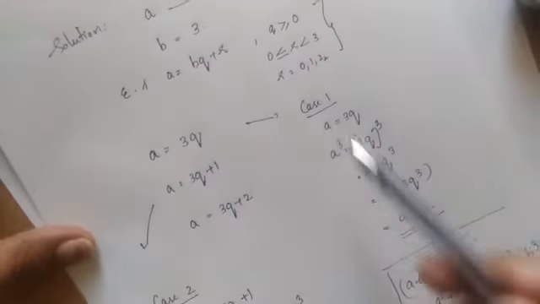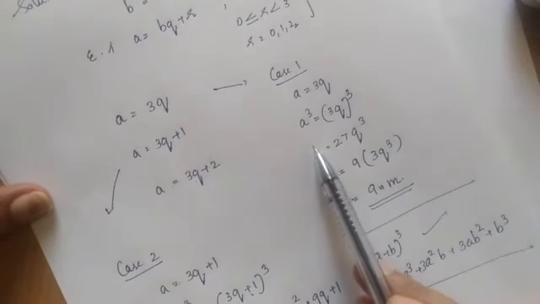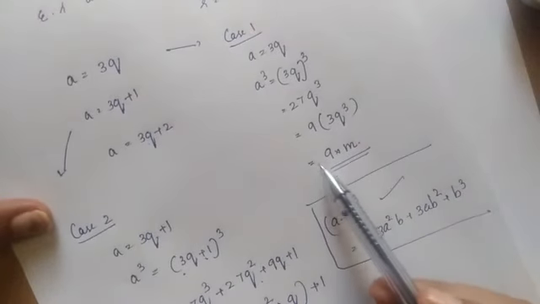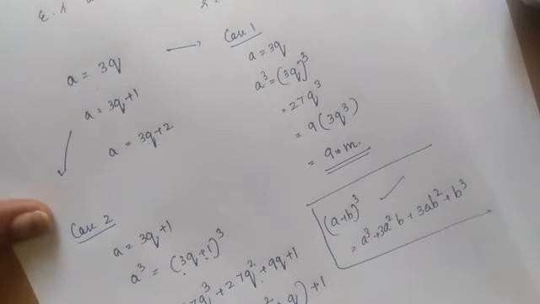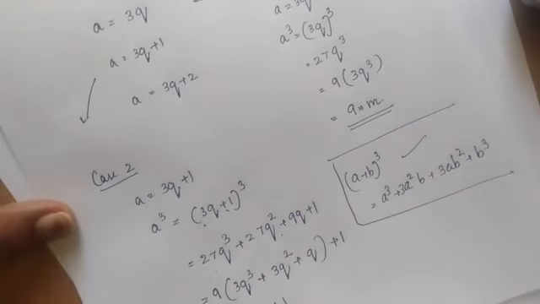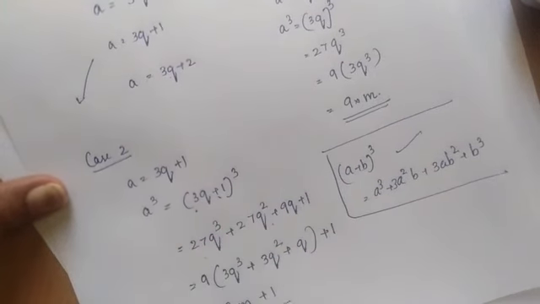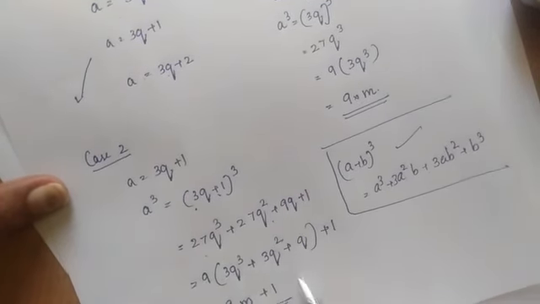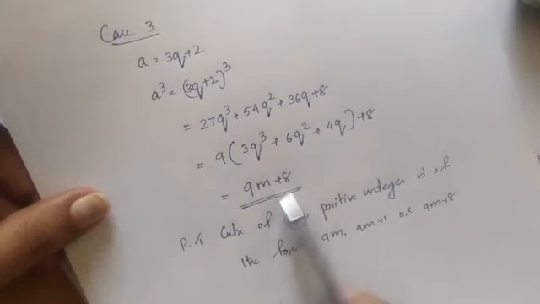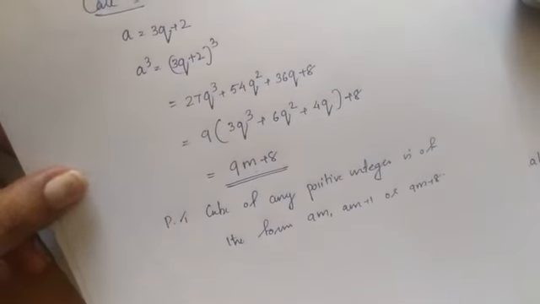Based on this condition, in the first case we take a raised to 3, so we get it as 9 into m, the first condition given in the question. In case 2, similarly, we take the cube and get 9m plus 1. And in the last case, similarly, 9m plus 8. Hence the solution is proved.